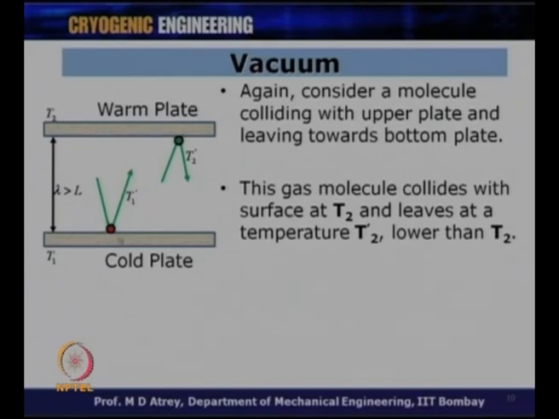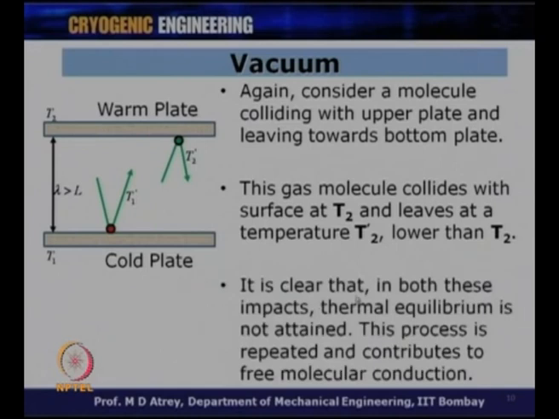If there is a perfect thermal equilibrium, this T1 dash should have been equal to T1, and this T2 dash should have been equal to T2. It is clear that in both these impacts, thermal equilibrium is not attained. The process is repeated, and this contributes to free molecular conduction. So, this molecule again will come from T2 dash to the cold plate, again would leave at T1 dash, and this process will go on happening forever.